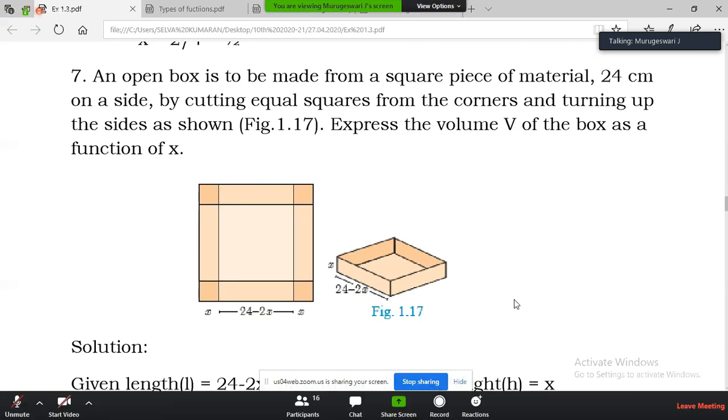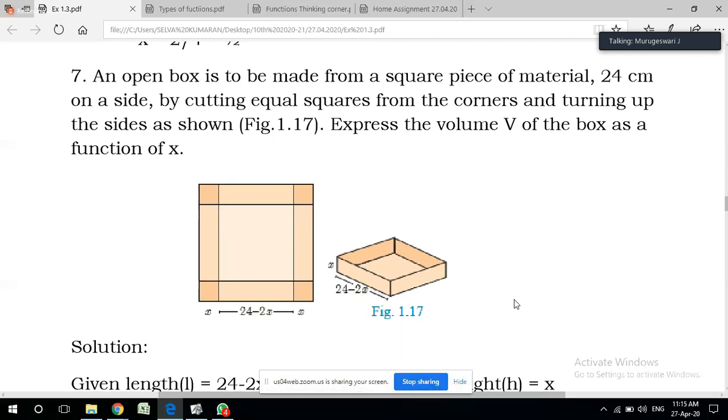By cutting equal squares from the corners. Okay, you can cut the equal squares on the corner. Four squares are there, no? You can cut those squares, and we will make the second figure. That is a box.